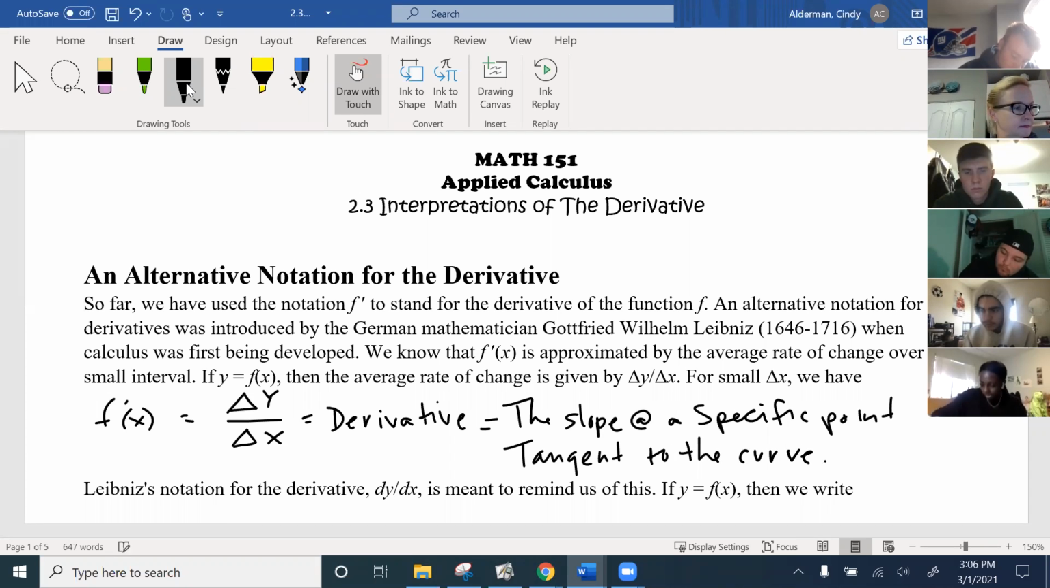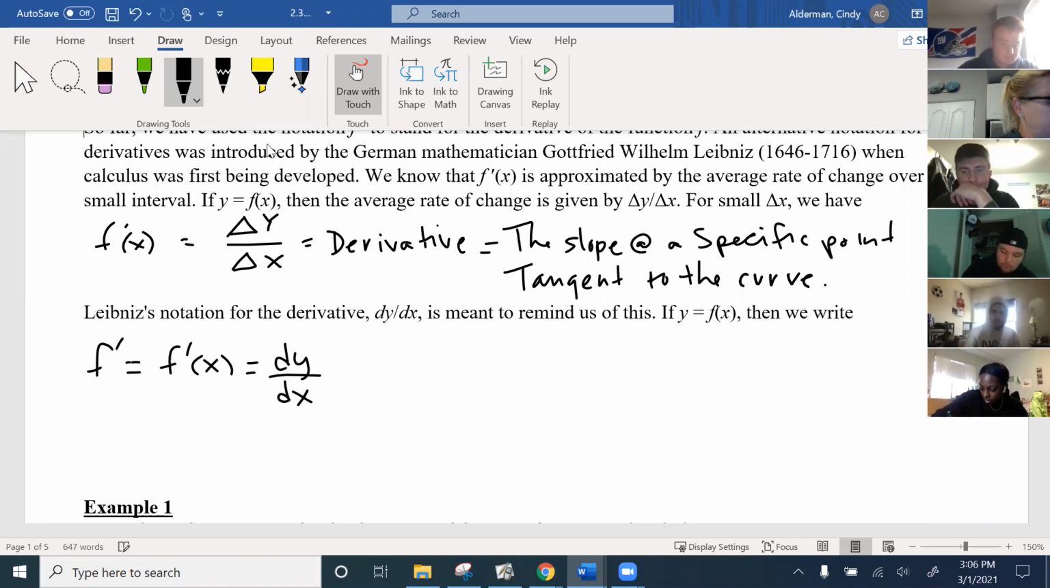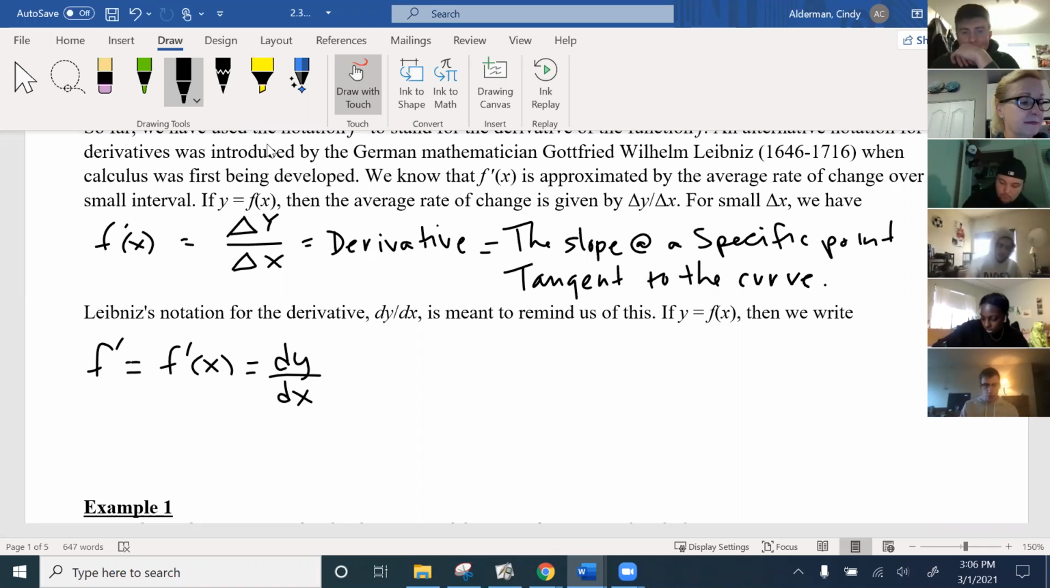Okay, so we're going to go from f prime to Leibniz notation. So we could say a couple of different things. We can call the derivative of a function f prime. We know that. Another way we could use is f prime of x, which also means the derivative of x. In Leibniz notation, you can say dy over dx. And all of these mean the same thing.